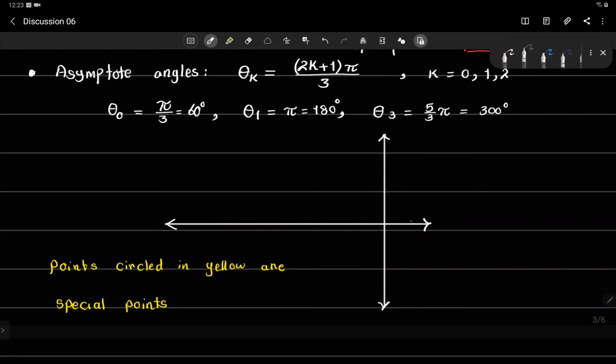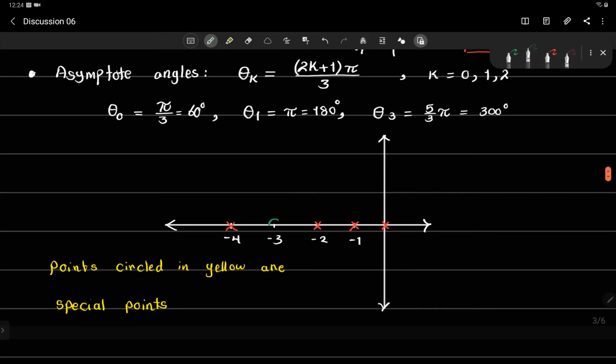Right, so we have -1, -2, -3, -4. We start by placing the poles and zeros of the open loop transfer function. So we have a pole at 0, a pole at -1, a pole at -2, and a pole at -4. Okay, and then we have a 0 at -3.